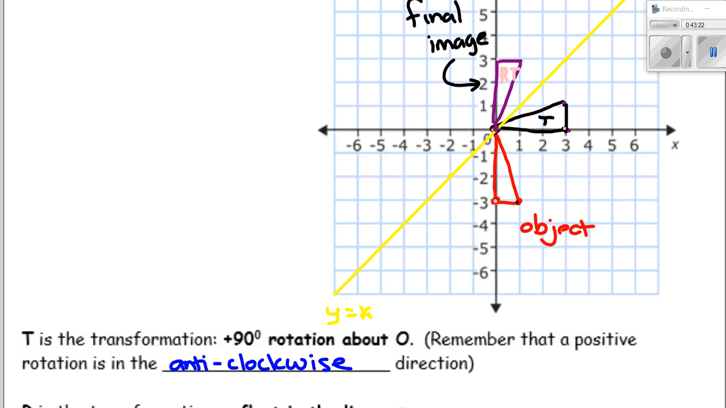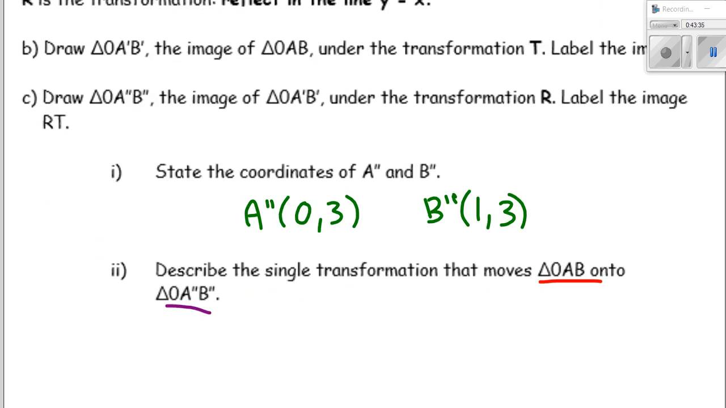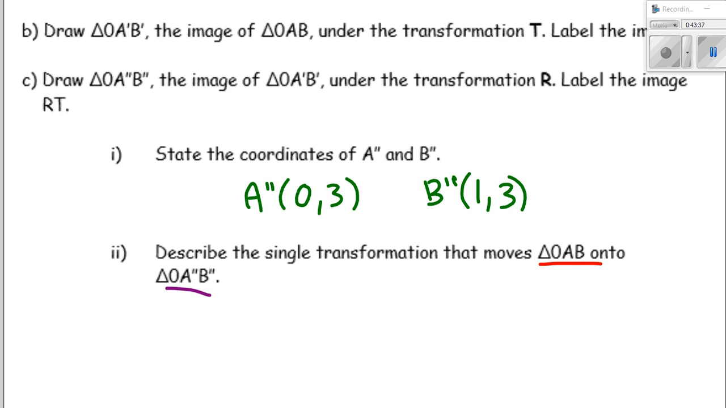If you're guessing that it's a reflection, you'd be right. Reflection in what line? It's not in the yellow line. It's a reflection across the x-axis. That's what it would be. So we could say RT, you have to say RT, but I'm just going to: RT is a reflection in the x-axis.